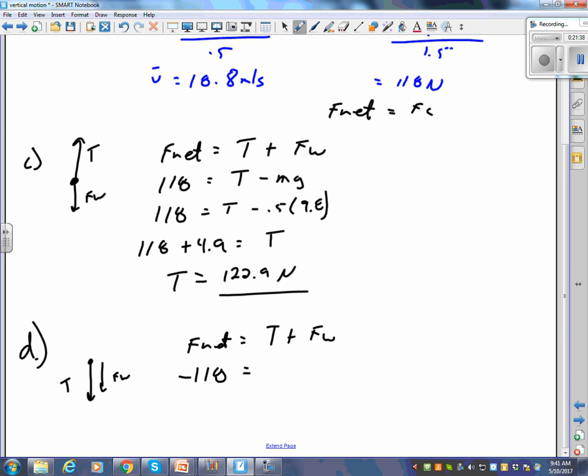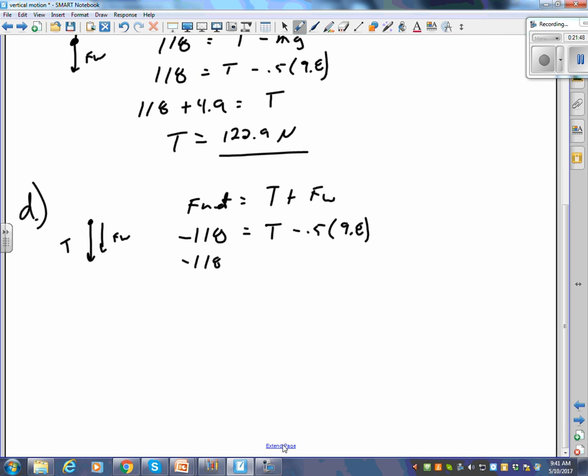We're solving for tension again. Which way is the weight force? Same as before, minus 0.5 times 9.8. The only difference is that minus, the 118 is negative over there. So now I'm going to get minus 4.9 there. And then when it goes to the other side, my tension is positive 4.9 minus 118. And our tension is only minus 113.1. Less than 118. Why less?